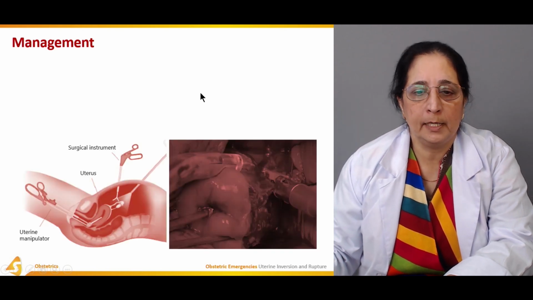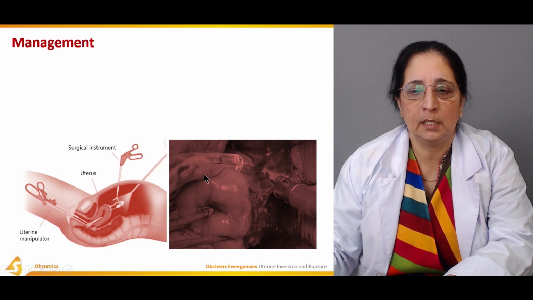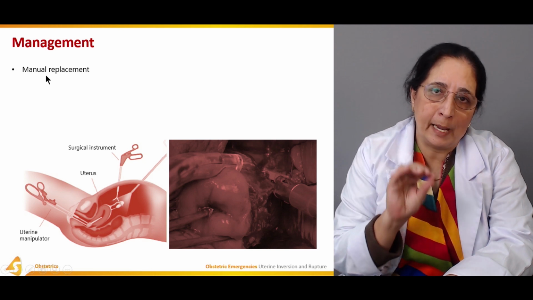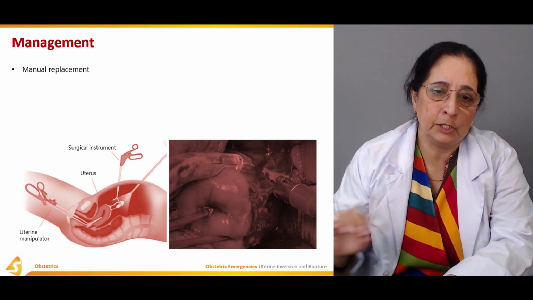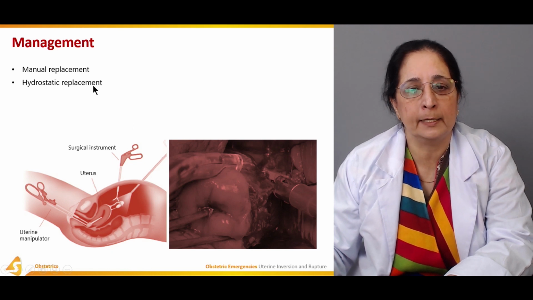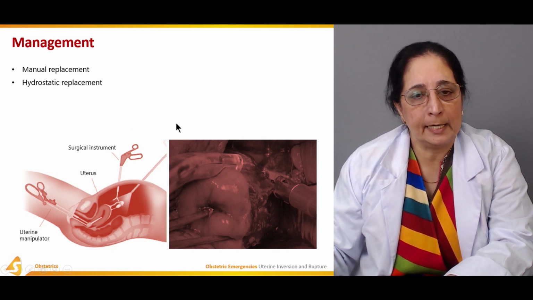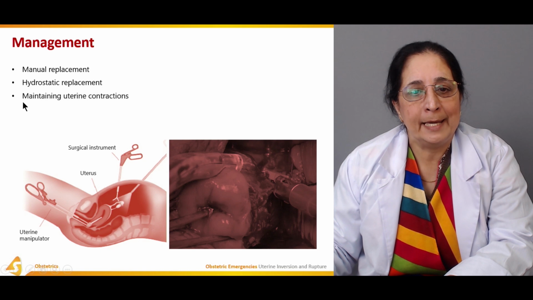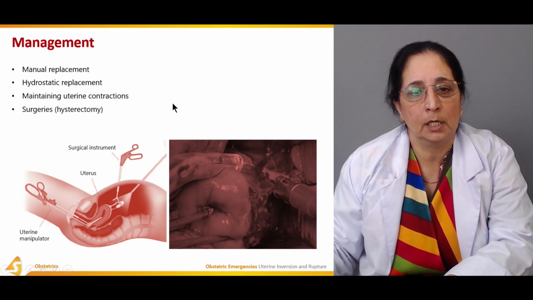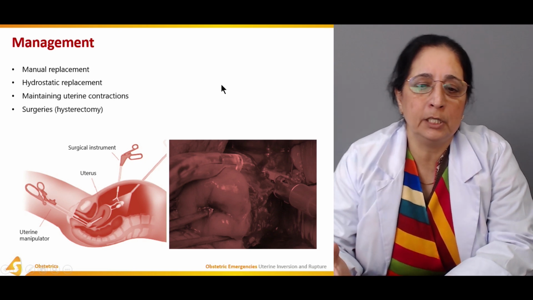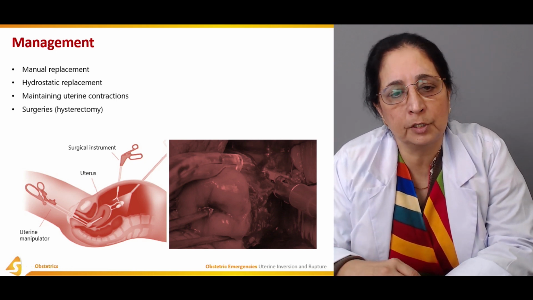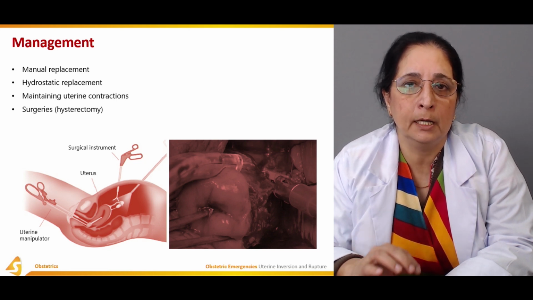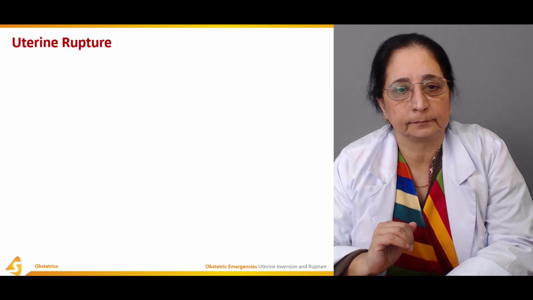Management of uterine inversion. You can see it's coming out. The manual replacement: try to manually put the uterus back into its space. So manual replacement. Hydrostatic replacement, as a result of the water pressure, maintaining uterine contractions, and surgeries. Hysterectomy should be done, or removal of the uterus can be done also. So these are all the managements of uterine inversion.